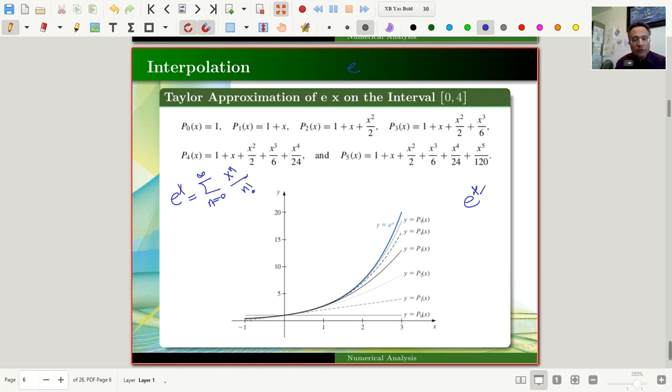For p4, we have this polynomial, and this is the curve. For p5, we have this polynomial of degree 5, and this is the curve. If we continue in the same way, you can see that when we increase the degree of the polynomial, the curve of the polynomial gets closer and closer to exponential of x, and in fact the Taylor expansion for e to the power of x is okay as an interpolant. There is no problem.